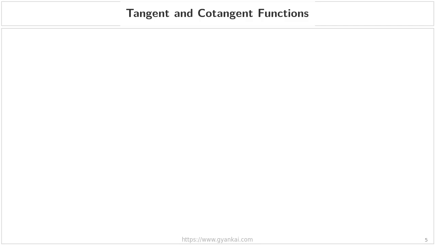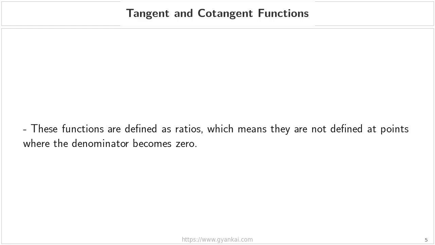Tangent and cotangent functions. Now that we have covered the sine and cosine functions, let us move on to the tangent and cotangent functions. Unlike the previous two functions, these are defined as ratios. As you recall from your basic algebra, any fraction becomes undefined if the denominator equals 0. This is a crucial detail that directly affects the domain of these functions.